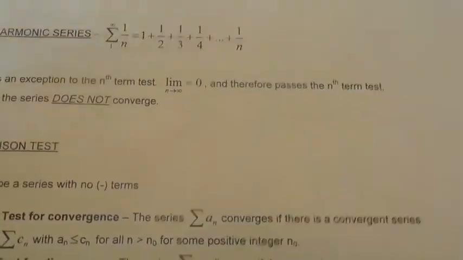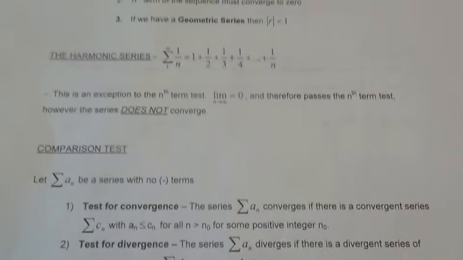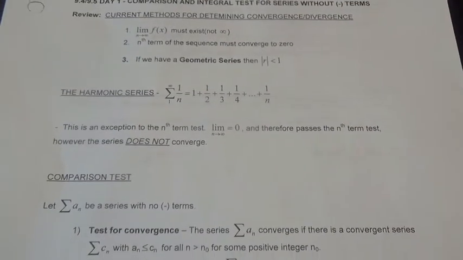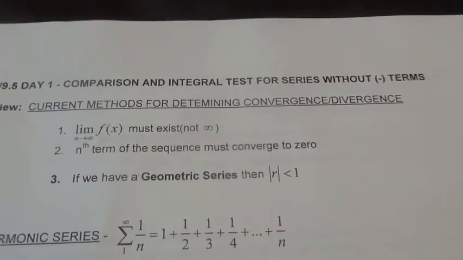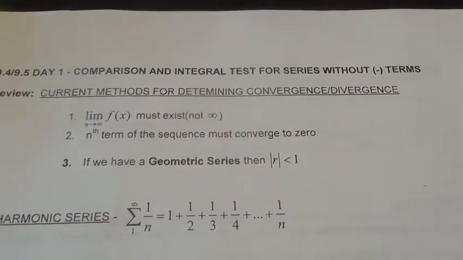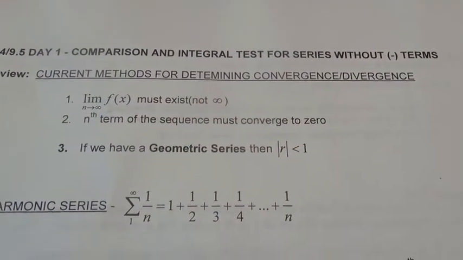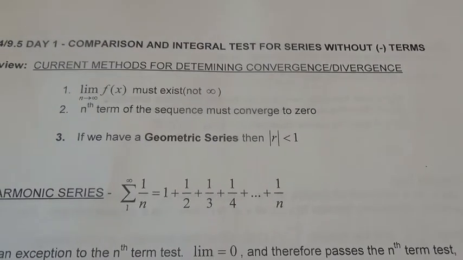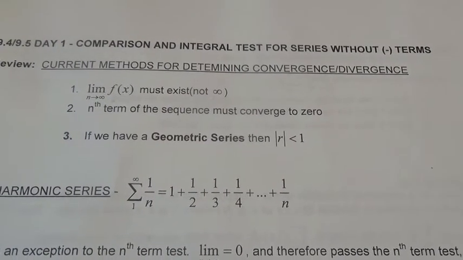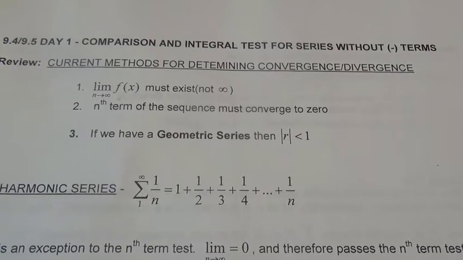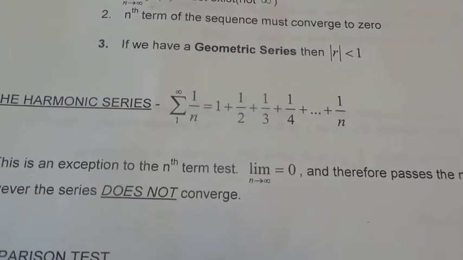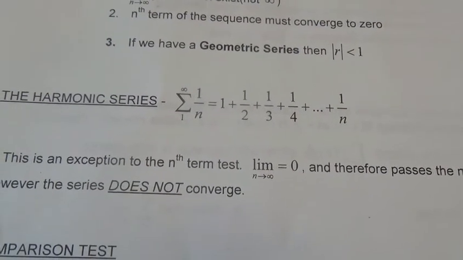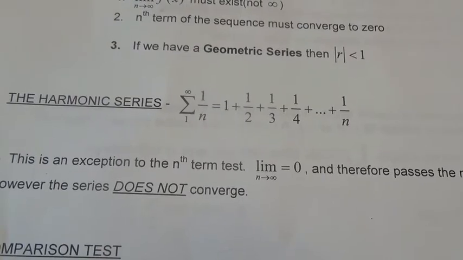At the top of your paper, there are these ideas of how we can determine if something converges or diverges. Here was what you were quizzed on. It needs to pass the nth term test. That's pretty much number 1 and 2. And if you can determine that it's a geometric series, then as long as your ratio's absolute value is less than 1, we're good. The harmonic series passes the nth term test, but doesn't converge as a series, so that causes problems. That's why we need these other tests.